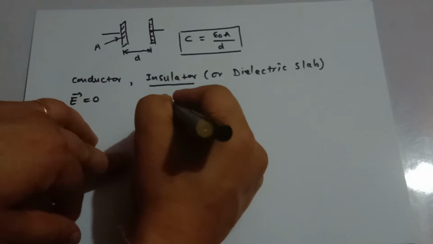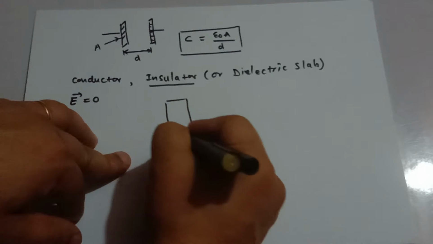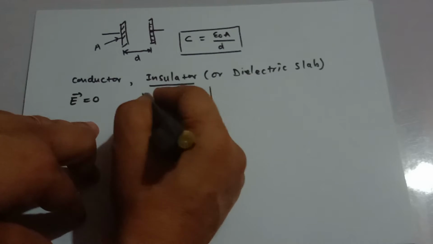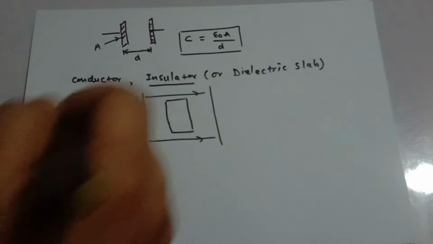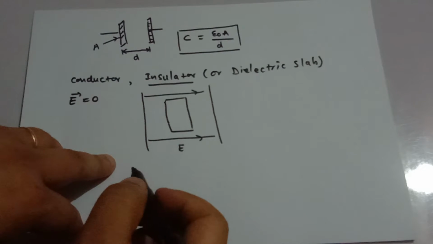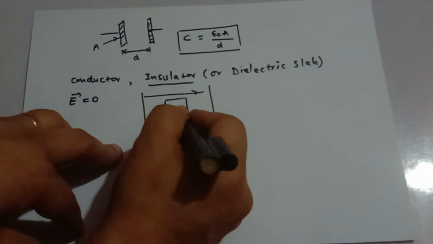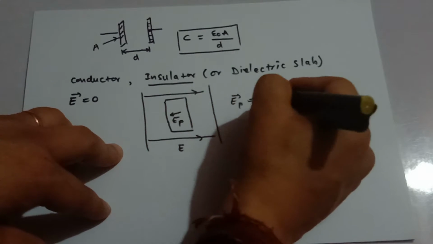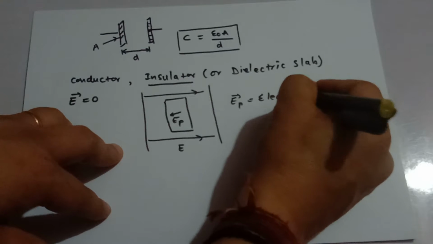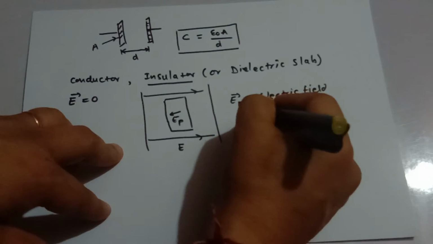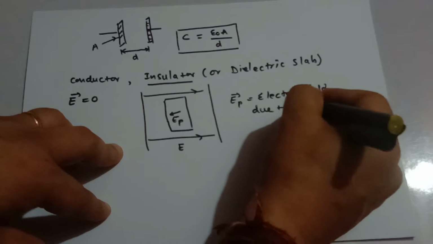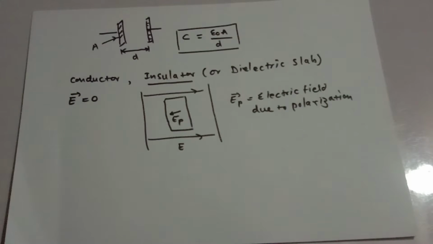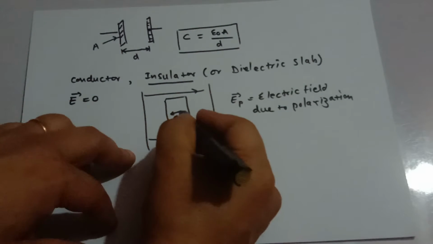It simply means that if I put a particular insulator or dielectric in an electric field, suppose that is the electric field, there would be an electric field inside it, which is EP, that is called the electric field due to polarization of the molecules of that insulator or dielectric, such that the net electric field is not 0.